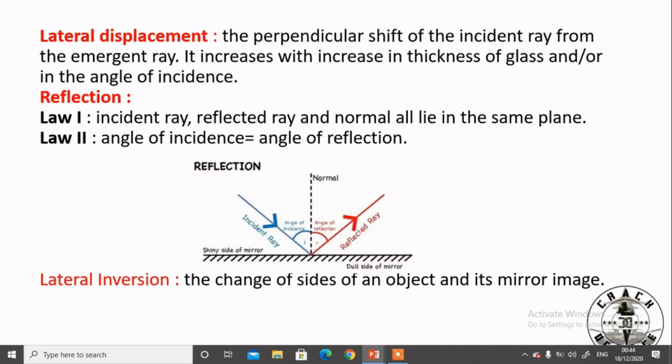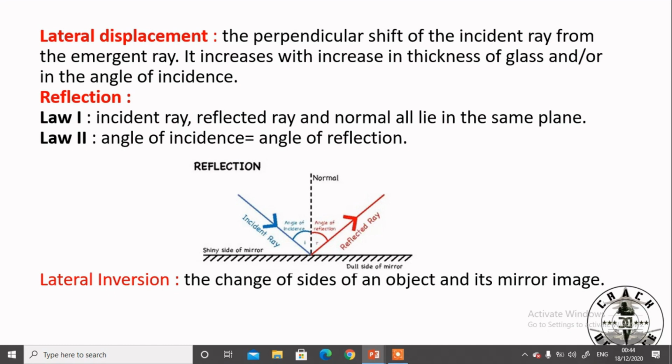Now we have lateral displacement, the perpendicular shift of the incident ray from the emergent ray. It increases with increase in thickness of glass and, or we can say, in the angle of incidence. Coming to the next point, we have reflection. Now what is reflection? It's just the incident ray striking the surface and reflecting back in a particular direction.